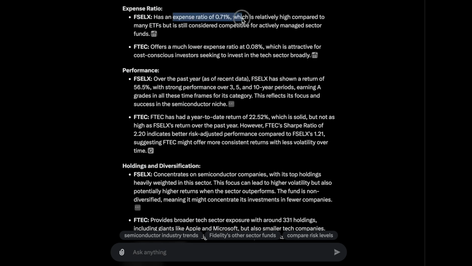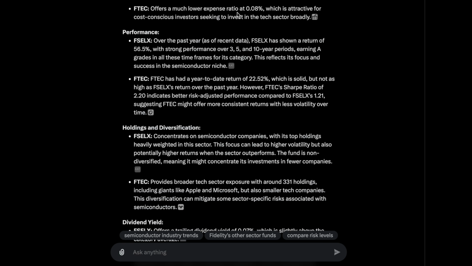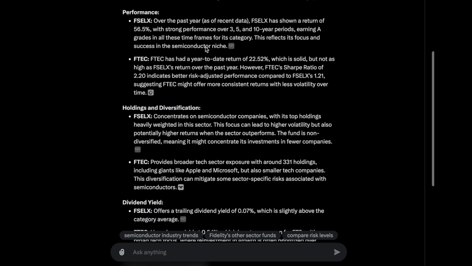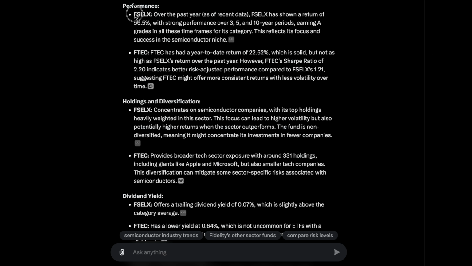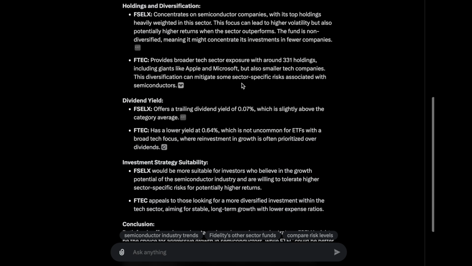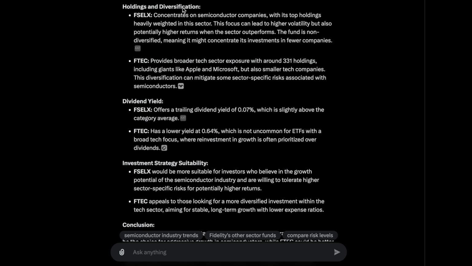FSELX, the AI on Grok is off. We just reviewed its 0.65% expense ratio, so it shows a little bit higher, but it's definitely higher because it's actively managed compared to FTEC, which is passively managed, which is why you get that 0.084% expense ratio. Now let's look at the performance as we went through. We know FSELX is outperforming around 56%, showing strong performance of 3, 5, and 10-year periods, and FTEC showing a year-to-date return of 22%. What I want to highlight with the Grok is you can see the holdings and diversification.